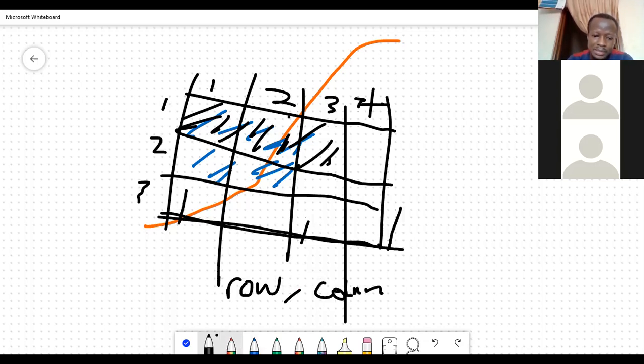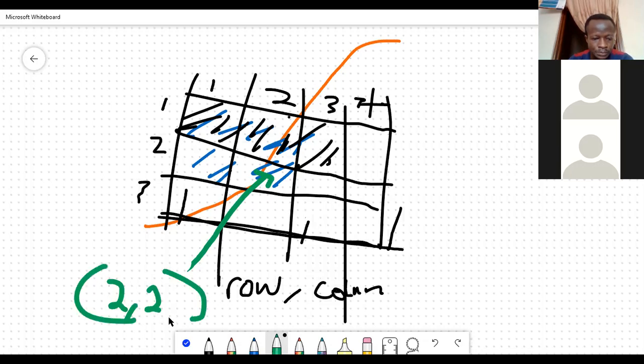So for example, if I pick this particular cell here, this cell is defined by column 2, row 2. So you have a matrix made up of regular grid squares.